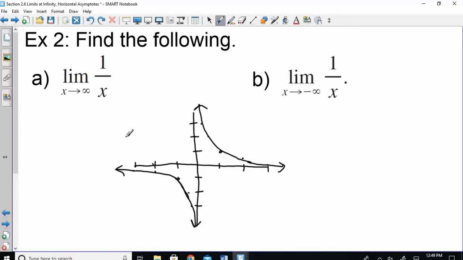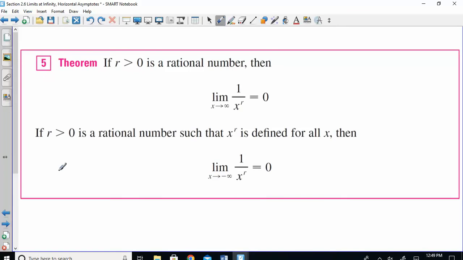So what is the limit as we approach infinity? 0. As my x is getting larger, my y is just going to 0 here. What about as we approach negative infinity? 0. And this leads us to a very, very useful result. If you have 1 over x to a power, then the limit as you approach positive or negative infinity will always turn into 0.